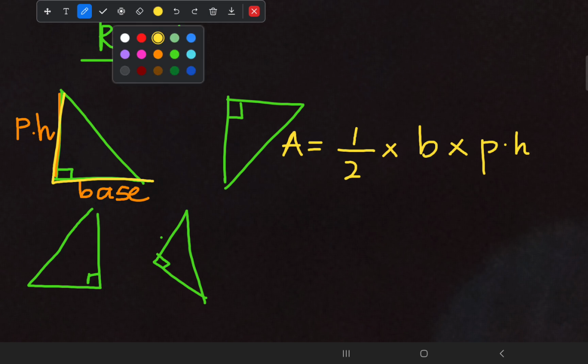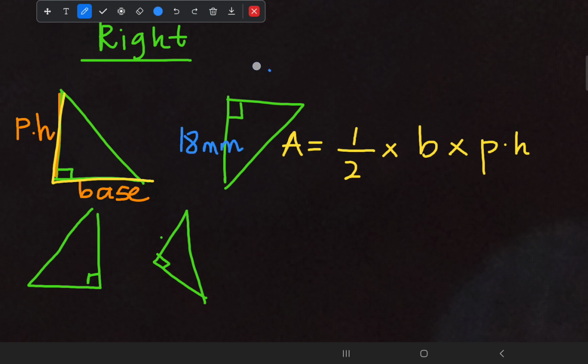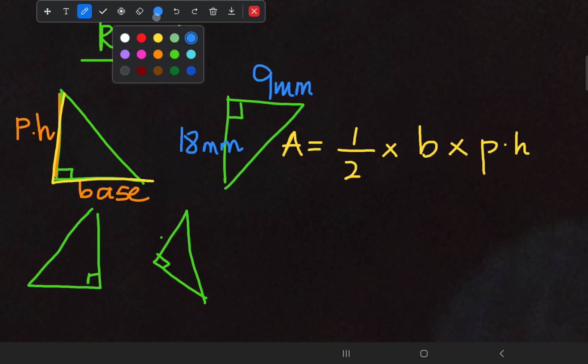Let's use this triangle as an example. I'll give you this as 18 millimeters and this as 9 millimeters. Let's substitute. For that, we have to decide which is our base and what is our perpendicular height. I'll take this as my perpendicular height. The other side is included to create the right angle. There are two sides included to create this right angle, so these are the two sides we have to consider.